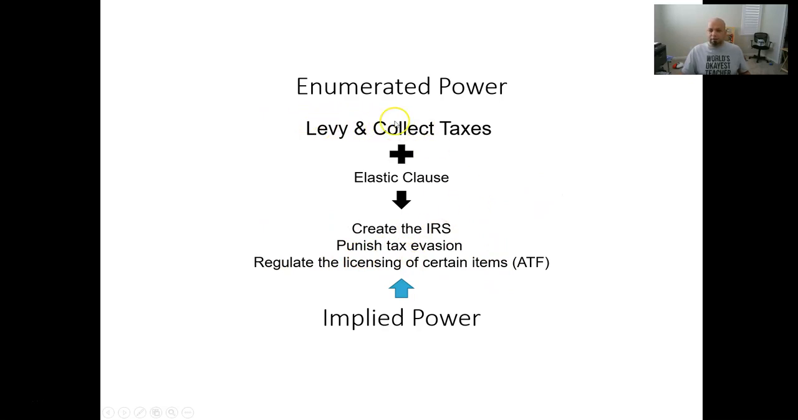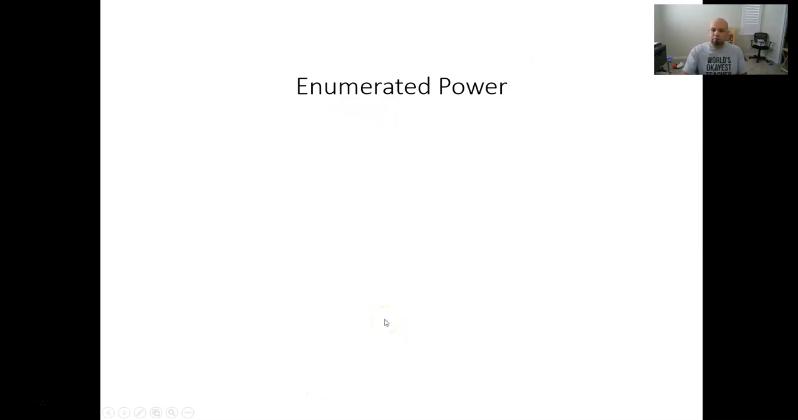So you have the enumerated, the express power that's from the Constitution. It's clearly stated. You have the elastic clause, kind of like a catalyst, and then you get more out of it. So these are the implied powers. This is the enumerated power up here. We'll give you one more example. Regulate commerce. Okay, add the elastic clause.